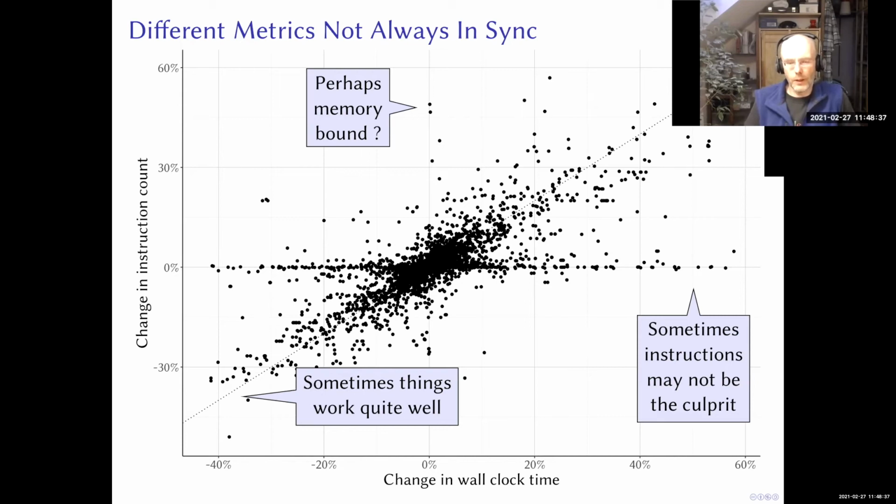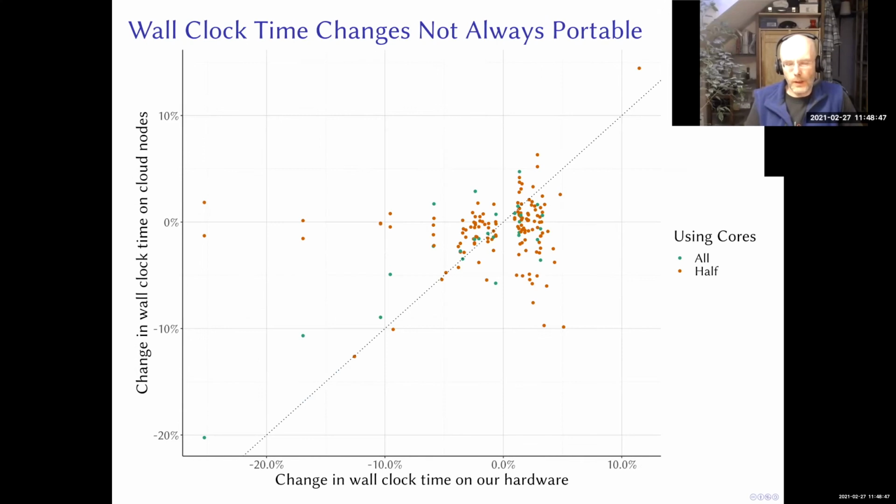Unfortunately, that's not all there is to it, because even the wall clock time itself is not as portable and stable as we would like it to be. So here, what we did is another plot where, again, each dot is a single case of changing performance. We just took a set of situations where we had Graal builds changing performance, and we measured the same versions on a different machine on the Amazon cloud. And the dots show how the two platforms, our hardware versus the Amazon hardware, perceived the change.